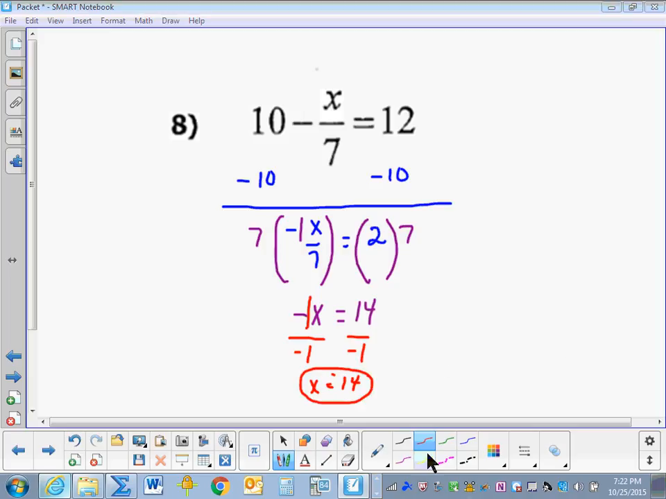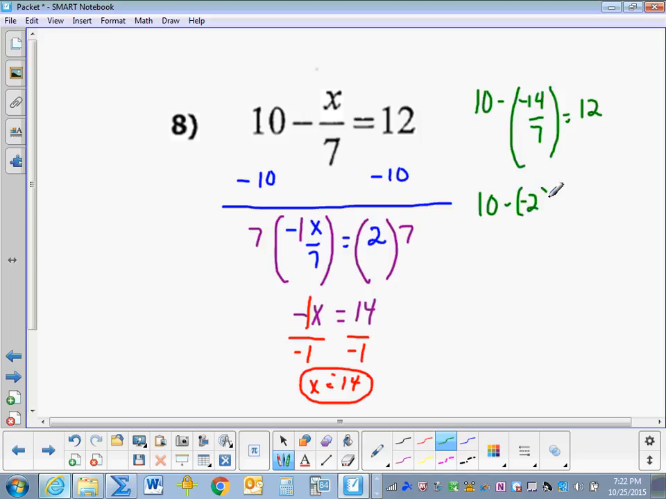So let's see if that checks. 10 minus a negative 14 over 7 is equal to 12. 10 minus negative 14 divided by 7 is negative 2. 10 minus a negative 2 is 12. So 12 equals 12, so that one checks.